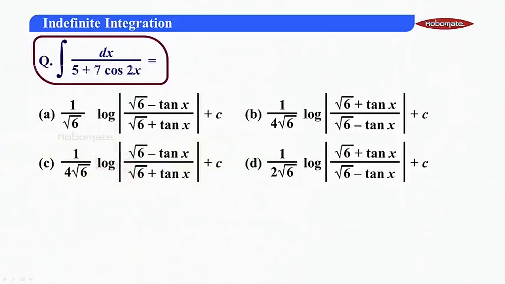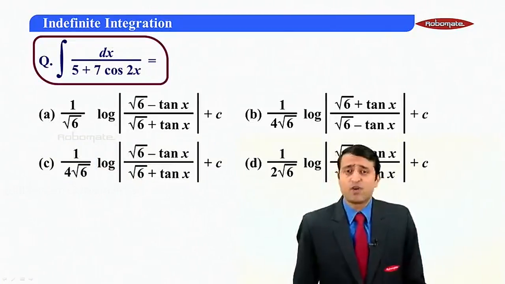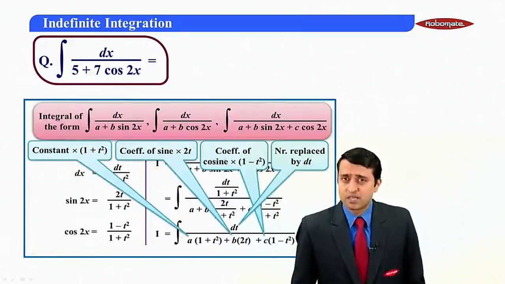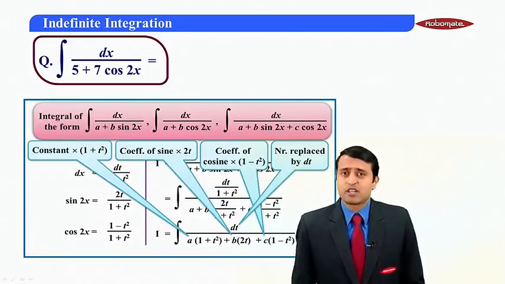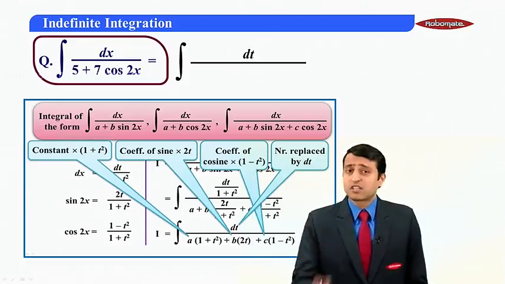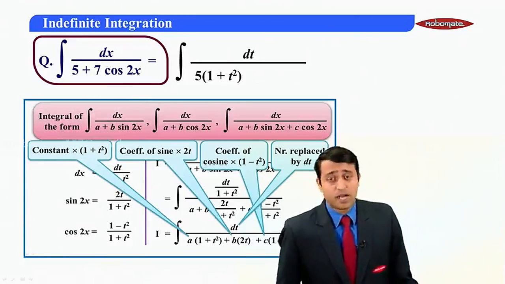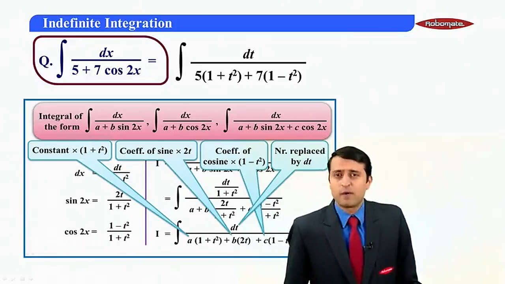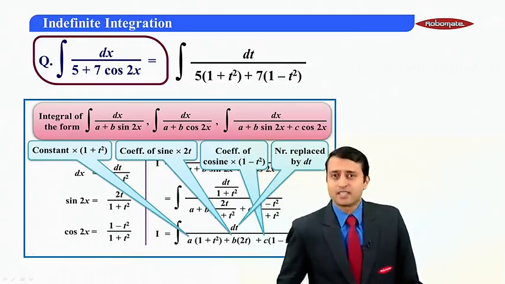It says, evaluate or which of these is the correct answer to the question 1 upon 5 plus 7 cos 2x. Now my dear students, this clearly belongs to the shortcut we discussed some time back. As per the shortcut, the numerator should be replaced by dt only. The constant term, which is 5, should be multiplied by 1 plus t square, and coefficient of cos should be multiplied by 1 minus t square, as it is.